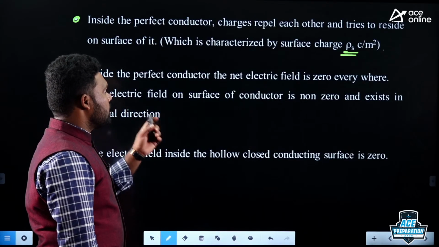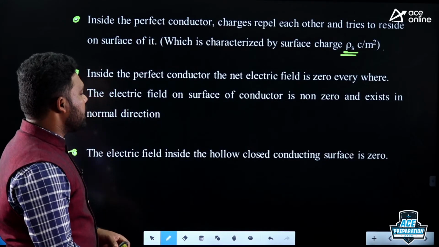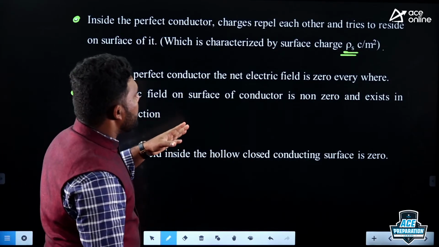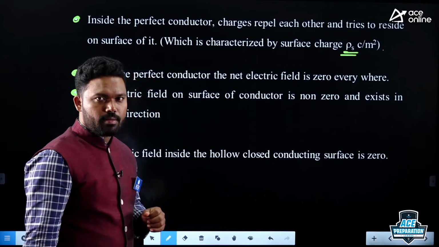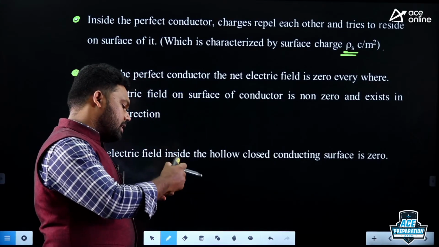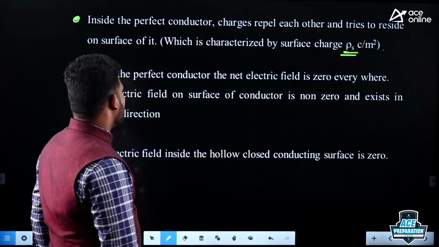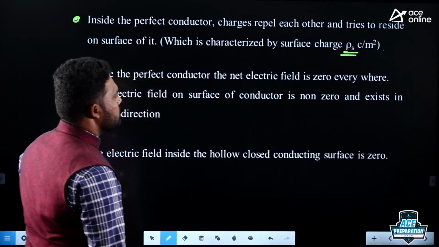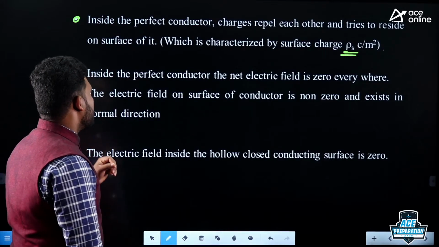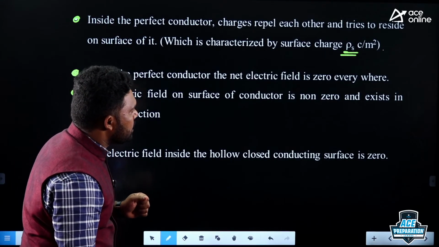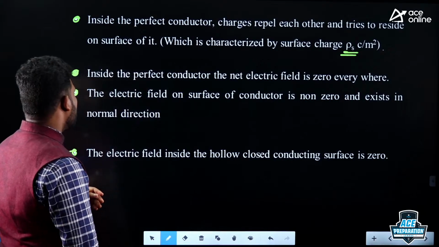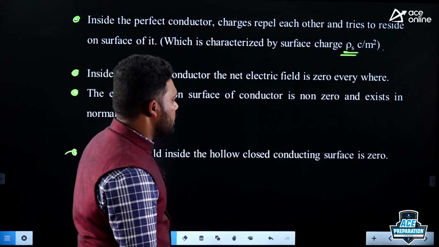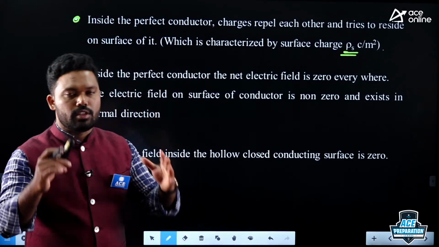Fine. So these are the conclusions we have drawn. I'll just reiterate. Inside the perfect conductor, charges repel each other and try to reside on the surface of it. So the charge on the perfect conductor is characterized by surface charge. Next, inside the perfect conductor, the net electric field is 0 everywhere. Third, the electric field on the surface of the perfect conductor is non-zero and exists in the normal direction. Last one, the electric field inside the hollow closed conductor surface is 0.